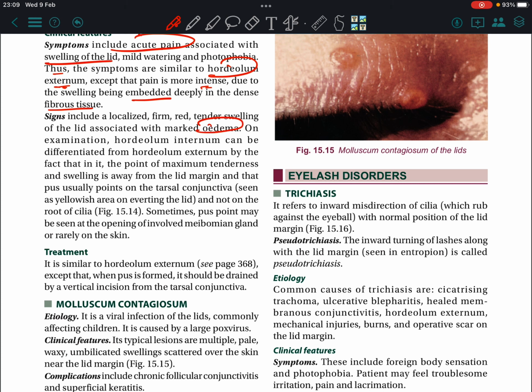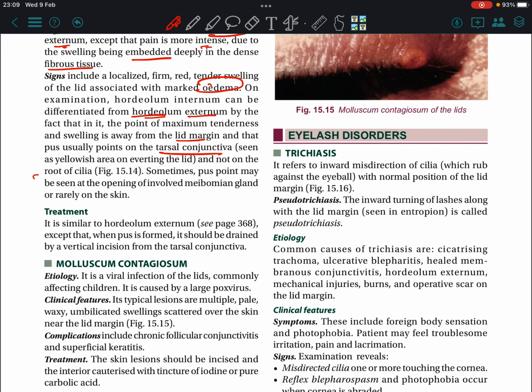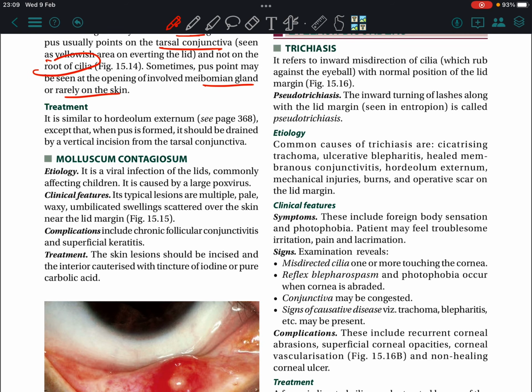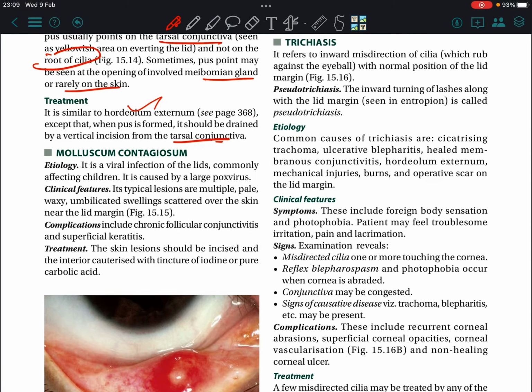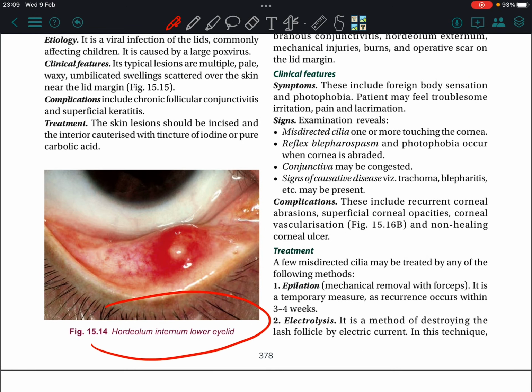On examination, hordeolum internum can be differentiated from hordeolum externum by the fact that in it the point of maximum tenderness and swelling is away from the lid margin. Pus usually points on the palpebral conjunctiva, not at the root of the cilia. Sometimes a pus point may be seen at the opening of the involved meibomian gland and rarely on the skin. Treatment is similar to hordeolum externum, except that when pus is formed, it should be drained by a vertical incision from the palpebral conjunctiva. This is hordeolum internum of the lower eyelid.